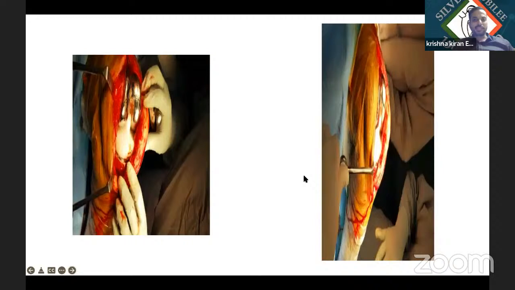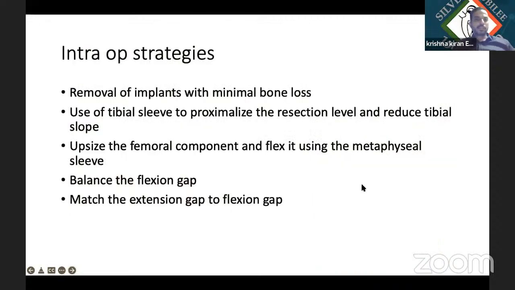There were episodes of repeated subluxation and relocation of the knee, and the knee was so lax in flexion. You can see that the anterior translation is almost grade 3 for the patient. So what were the intraoperative strategies we used? We removed the implants with minimal bone loss. Manoj will focus on how to do this.